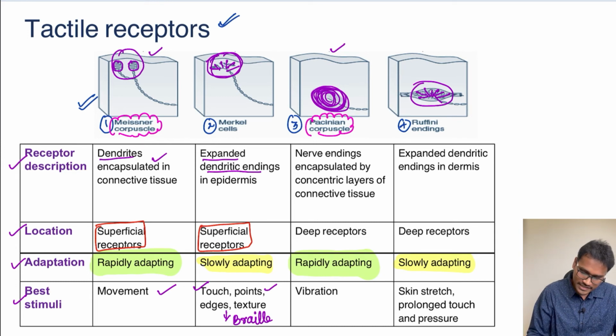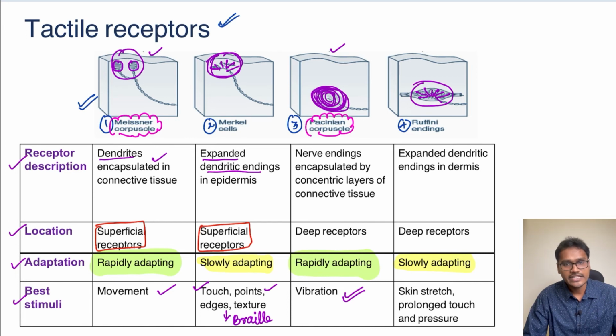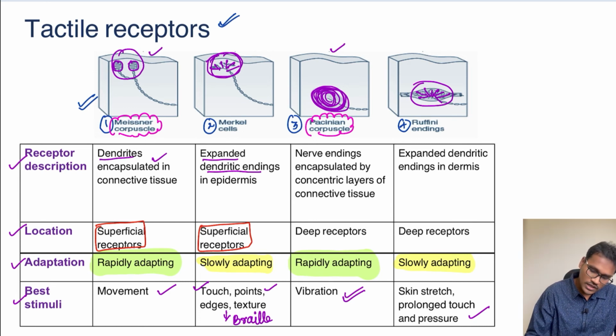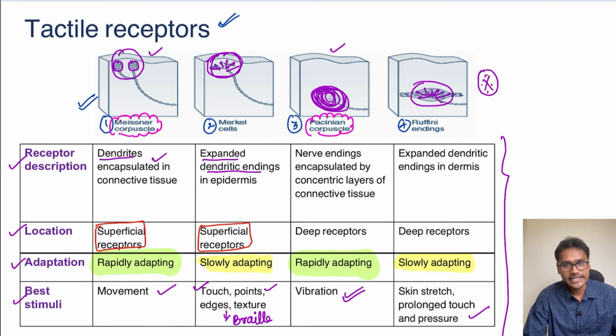So the Pacinian corpuscles respond to vibration because they are deep. A simple touch cannot activate them, so a vibration can activate these receptors. Then coming to the Ruffini endings, they are also very deep, so either a prolonged touch or a deep pressure can activate them. So all these points are very essential, and the differentiation between these four is very important clinically as well as for entrance and viva questions.